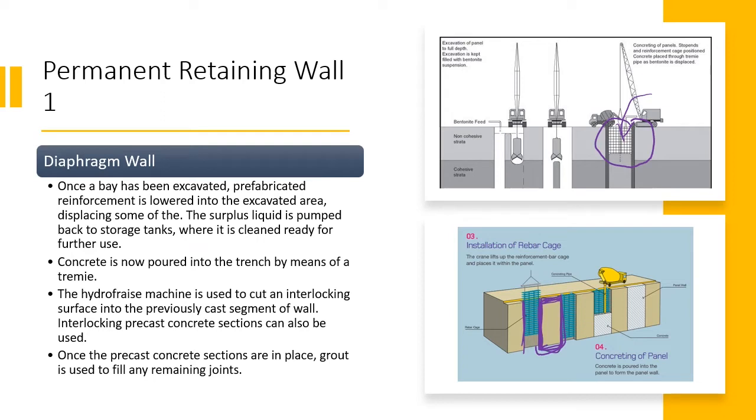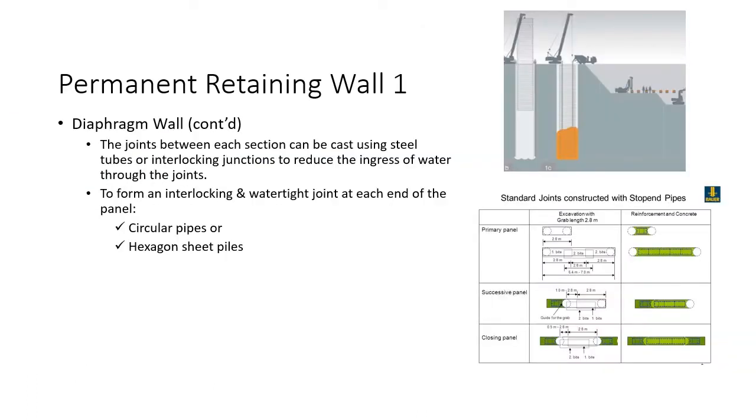Once the precast concrete section are in place, grout is used to fill the remaining joints. So joint between ni akan diisi dengan grout. Ataupun joint between each section, maksudnya section yang bersebelahan tu boleh juga kita cast using steel tube ataupun interlocking junction ataupun hexagonal sheet piles to reduce the ingress of water through the joint, to make sure that the joint is firm atau is sturdy. Maksudnya joints tu memang takkan ada celahan-celah yang boleh masuk air.